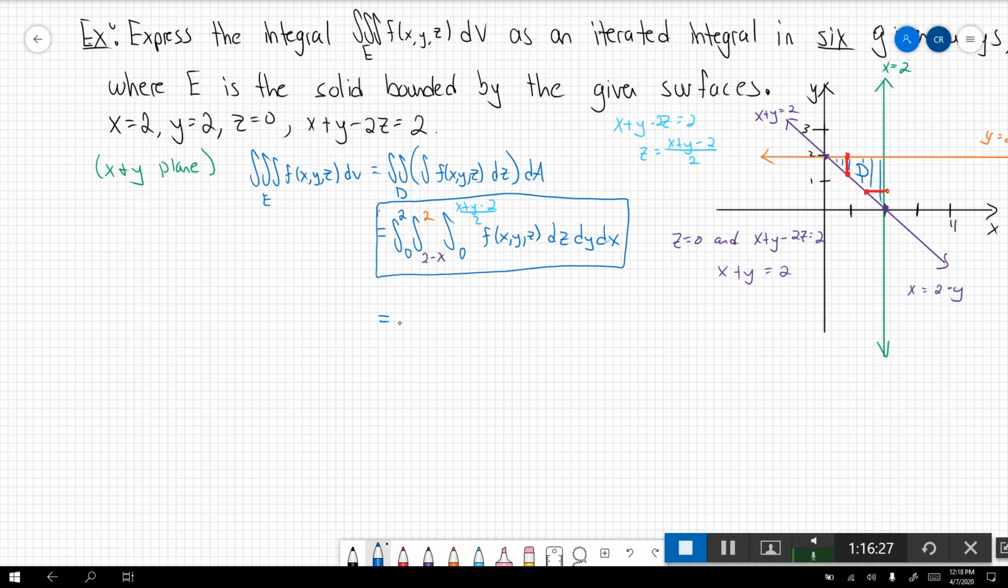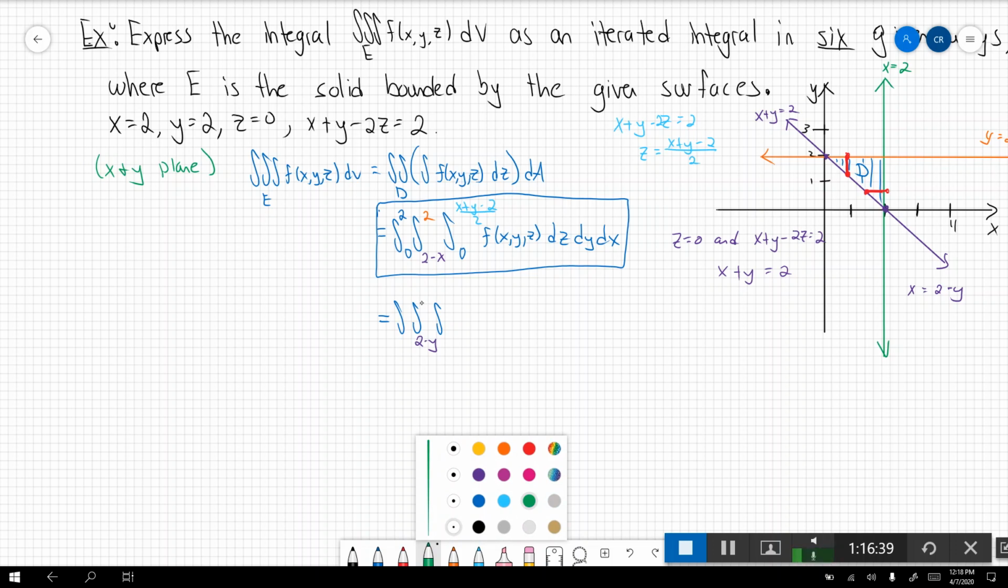Which means the middle integral that we're looking at is going to go from 2 minus y all the way up to x is equal to 2. There we are. And those horizontal heights change for every y value, and those y values are changing between 0 to 2.